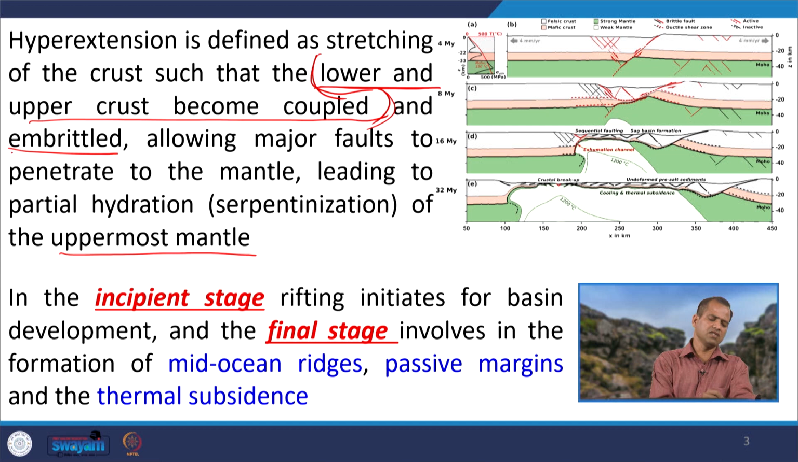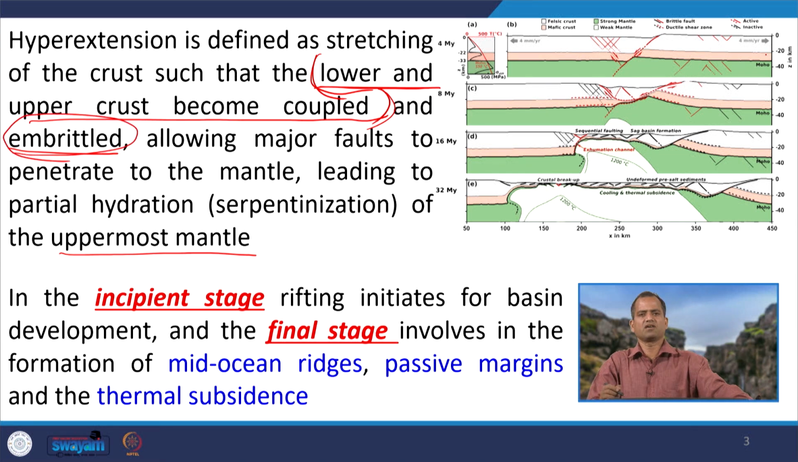Once it is rigid, that means there will be brittle deformation. This can be well explained in this figure here. Now, you see the upper crust and lower crust, they are coupled together, and once this fault is developing from this upper crustal system, it will go down and it is affecting the lower crust.